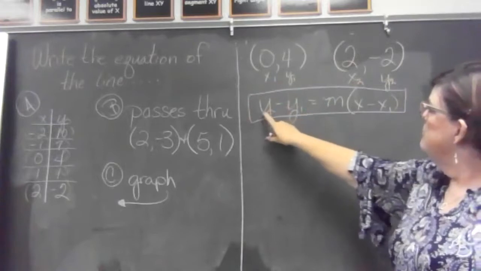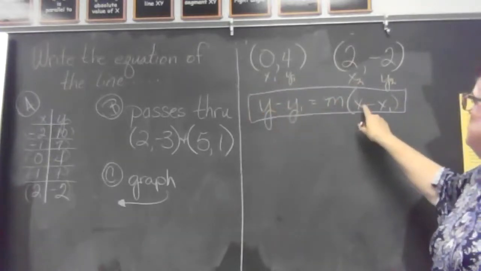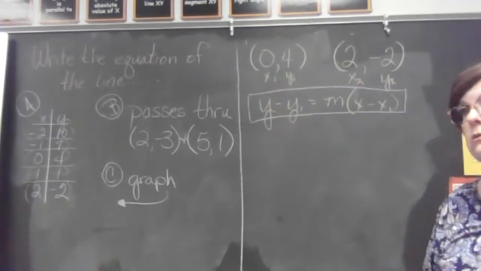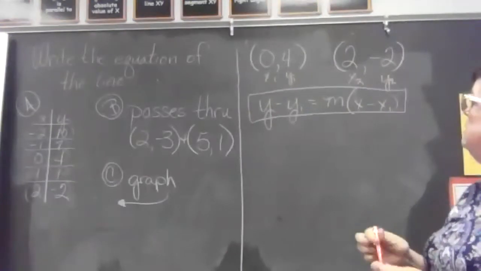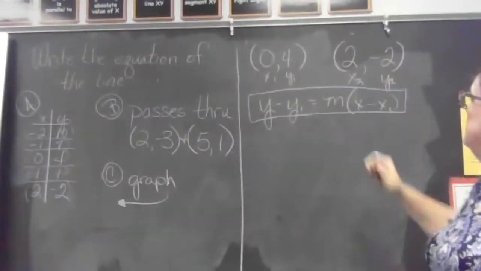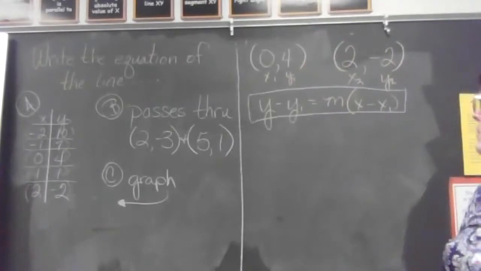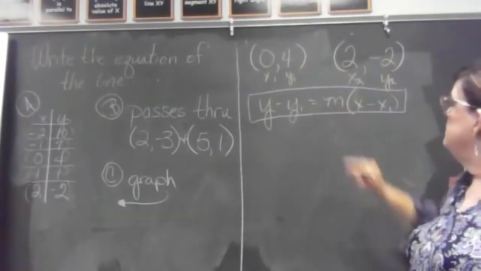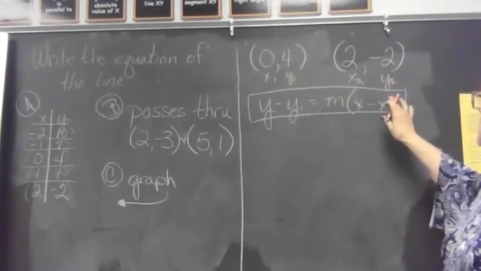We found out yesterday that the y that doesn't have a subscript, and the x that doesn't have a subscript, stay letters. When you use this formula, they're always going to be letters. Then the y1 and the x1 come out of one of these points. It doesn't matter which one, it'll still come out okay. And of course, m is the slope. So we're going to start to fill this out as far as we can go.